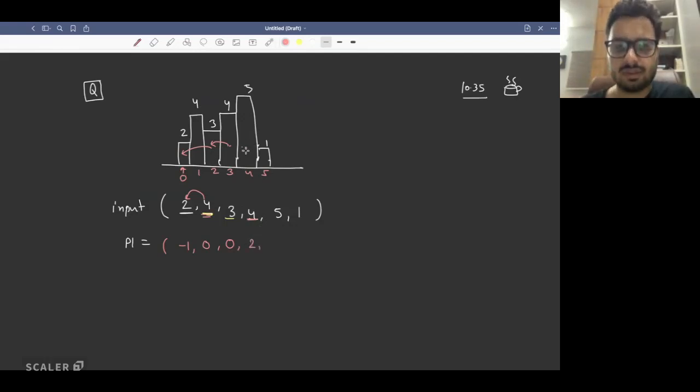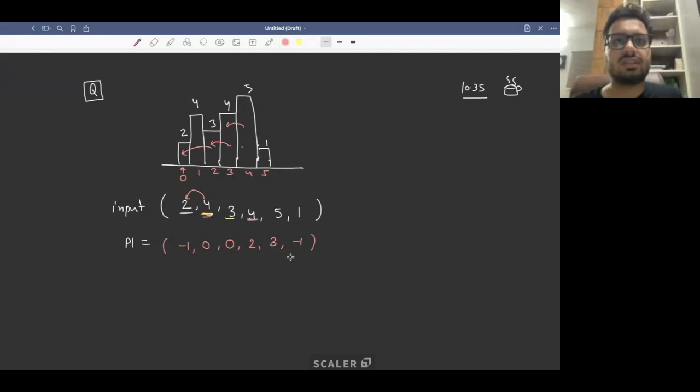For 5, the element which is to the left and is smaller is 4. The element has index 3. And for 1, I don't have any element on the left, so it means -1. So is it clear? P1 array, Satish? Okay.